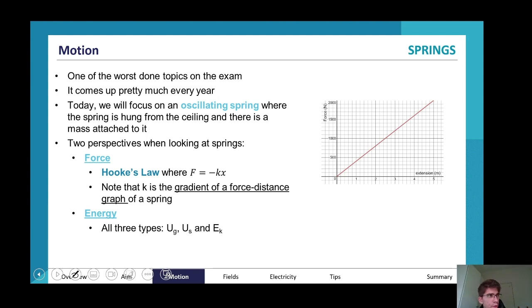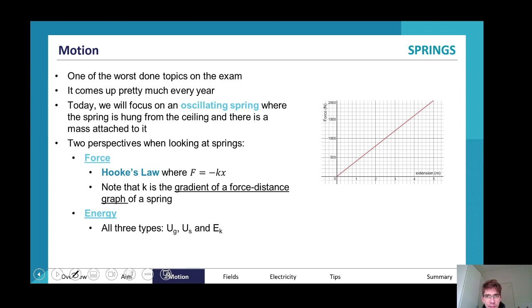Once you get into uni, you'll realize we're basically the same. But yeah, I've done from 2000 onwards, all those physics exams. I can guarantee you, students perform very poorly when it comes to springs.